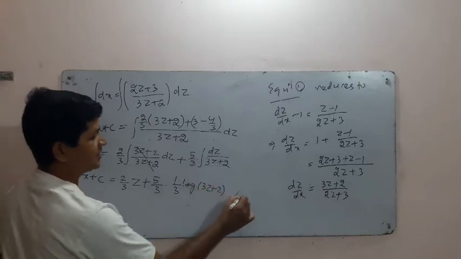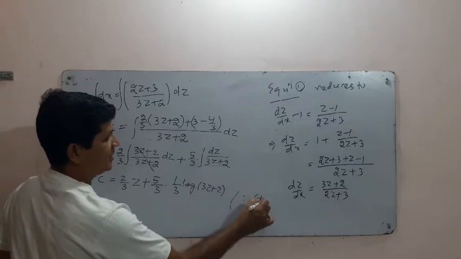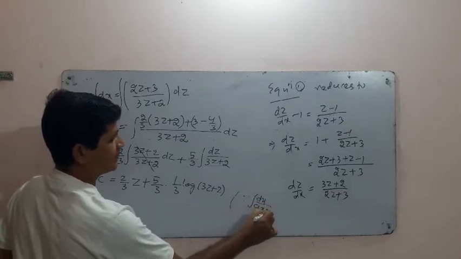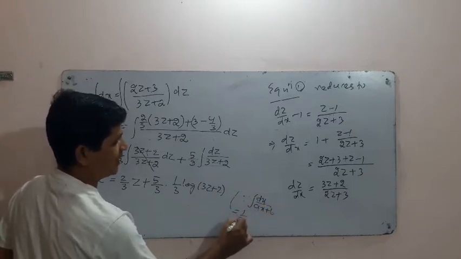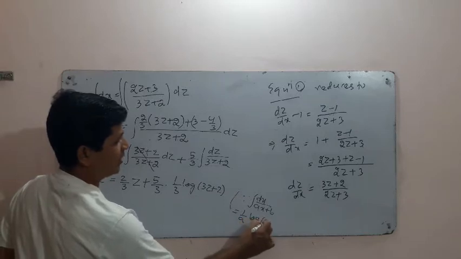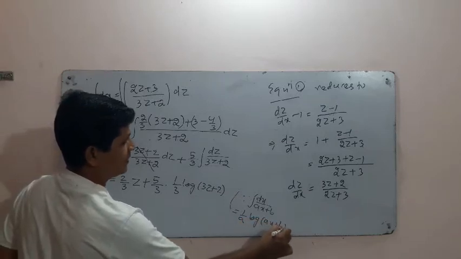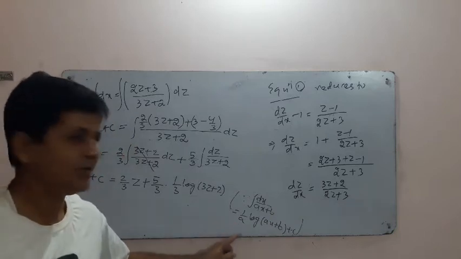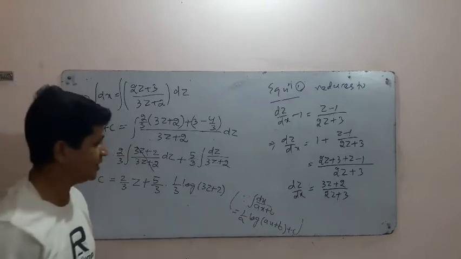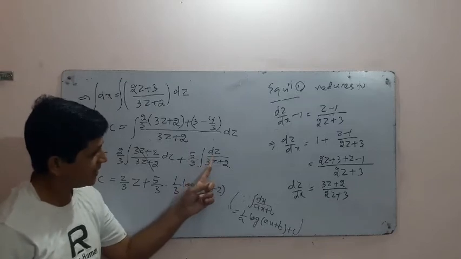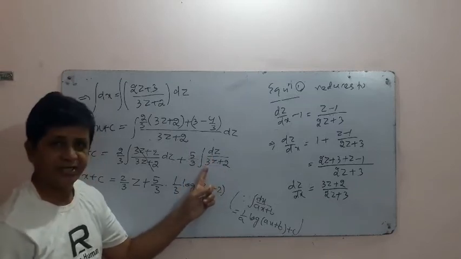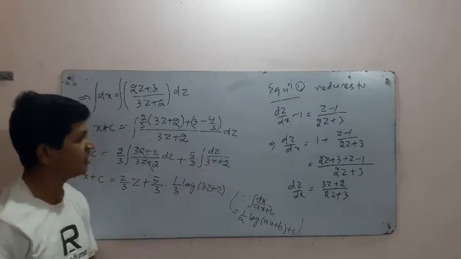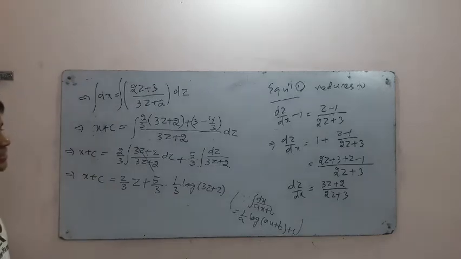Why this? Because integration of dx by ax plus b is equal to 1 by a log of ax plus b, plus c. So for dz by 3z plus 2, here a is 3, so it is 1 by 3 log of 3z plus 2. Now what is the value of z? z is x plus y.